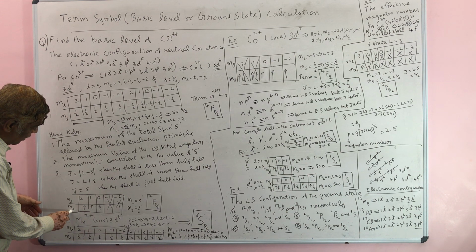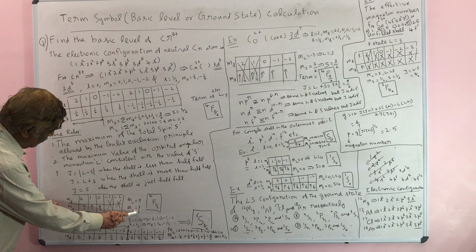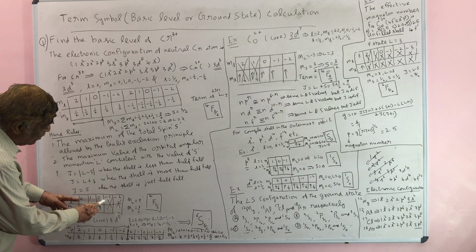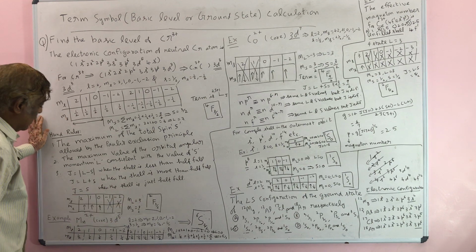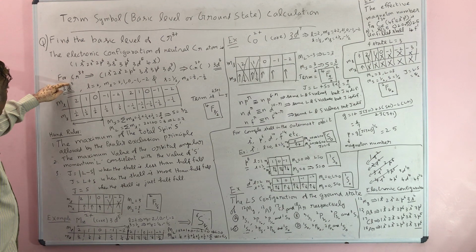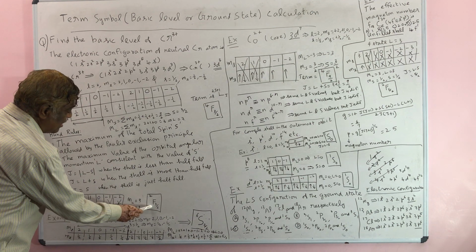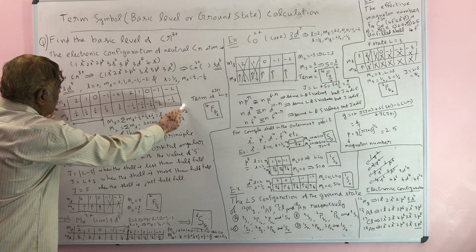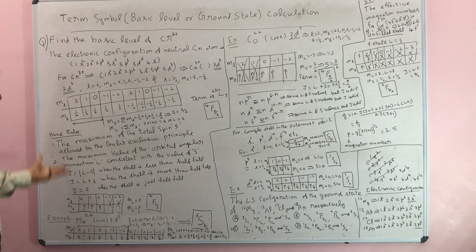Now your MS is equal to the sum of these 3: half plus half plus half, which is equal to 3 by 2. ML is equal to 2 plus 1 plus 0, so ML is equal to 3. So this is a 4F. And since 3 is less than 5, this is less than half full, so you can use L minus S. So either you use this method or the earlier method, the results are almost the same. Whichever is convenient, you can choose that method.